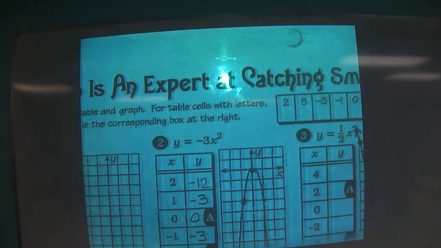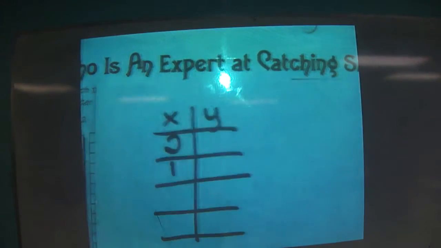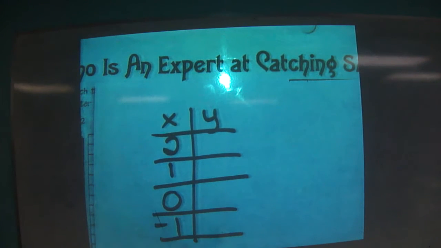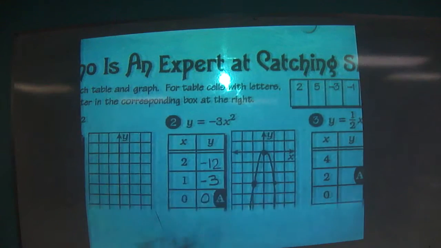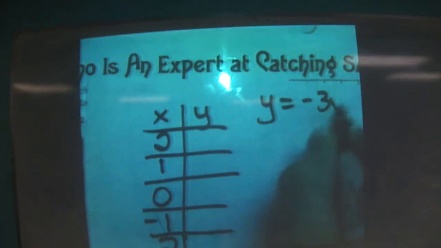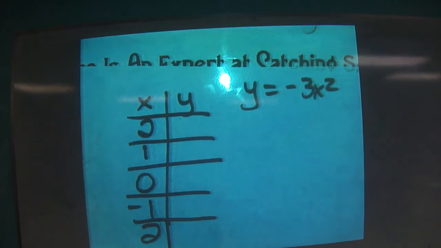All you're doing is making an x and y chart, and they've given it to you. They gave you numbers to start with: 2, 1, 0, negative 1, and negative 2. So we're doing the equation y equals negative 3x squared. Whenever you see an x squared, you're going to end up with a graph that's very unique.